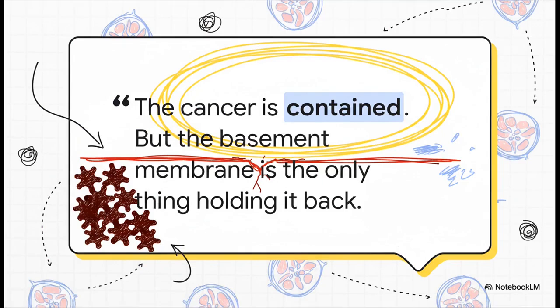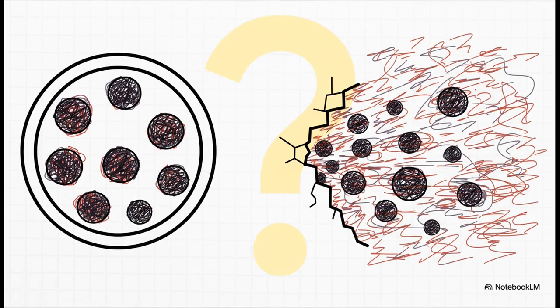So before we end this part, I want you to burn this thought into your memory. The cancer is contained, yes, but the basement membrane is the only thing holding it back. It is a very fragile wall, standing between a problem that is contained and an invasion that could threaten the patient's life. And that brings us to the final, obvious question. The cancer is contained, for now, but what happens when that wall is finally breached? What happens when those malignant cells escape the ducts and lobules and invade the stroma?